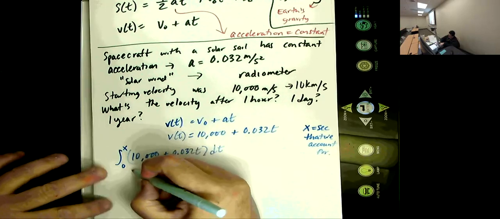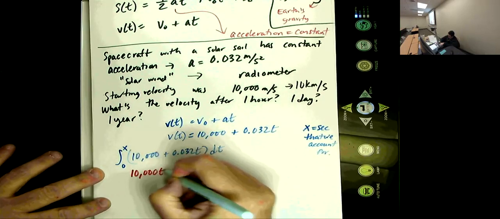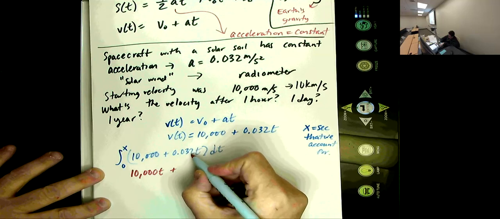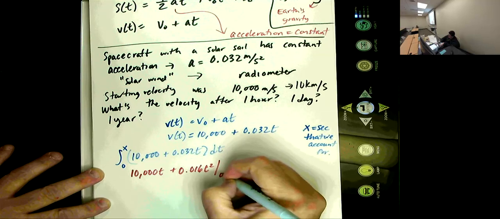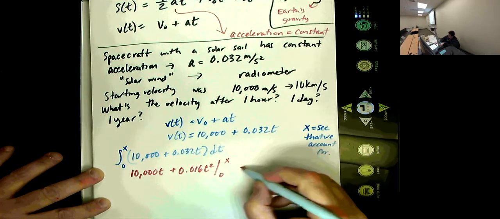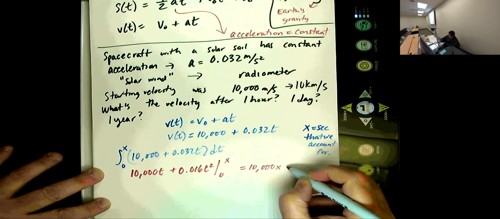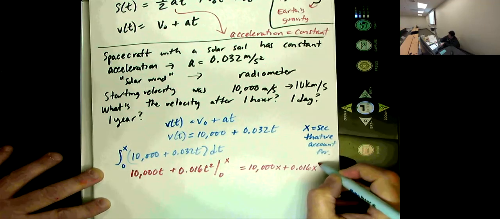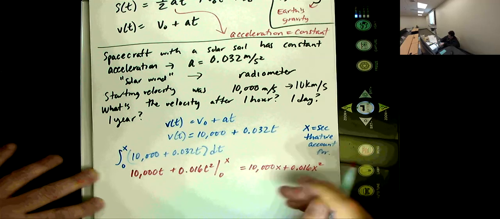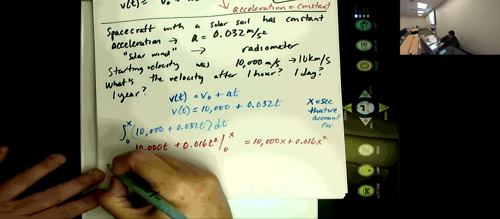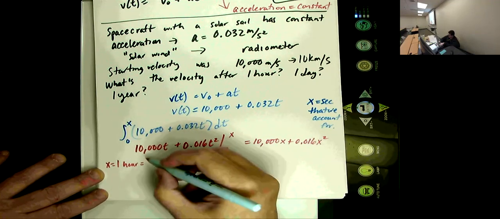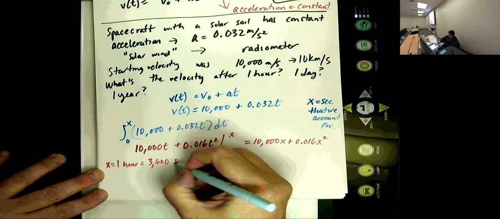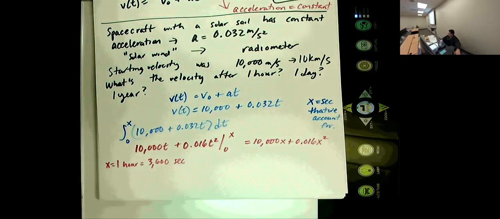We integrate this and we get 10,000 t plus, if we divide that by 2, 0.016 t squared. Evaluated from 0 to x, that is 10,000 x plus 0.016 x squared. So if x equals 1 hour, that's 3,600 seconds, 60 times 60. That feels right, 36 and 2 zeros.